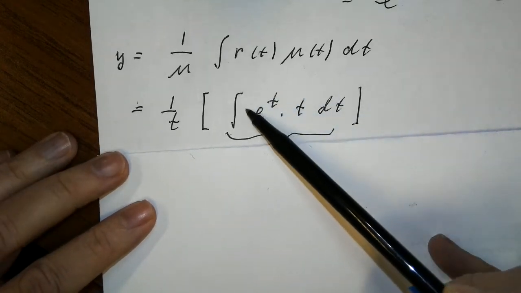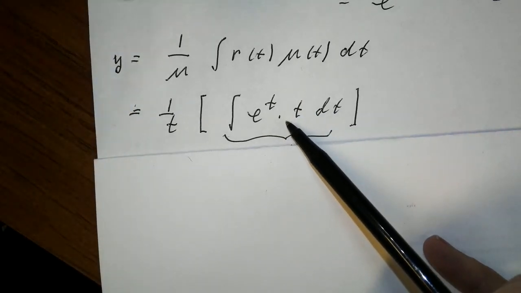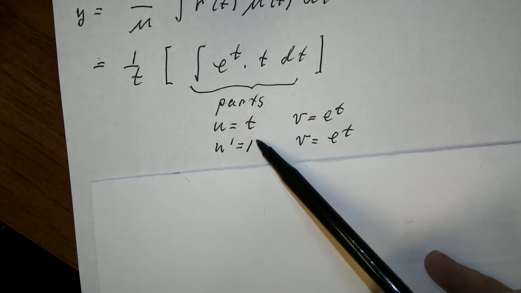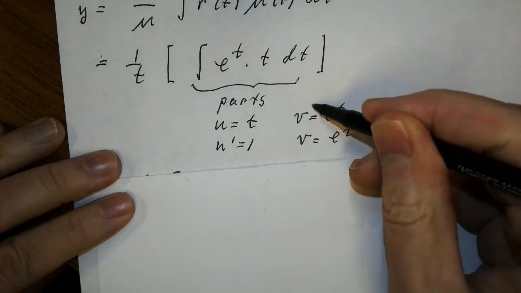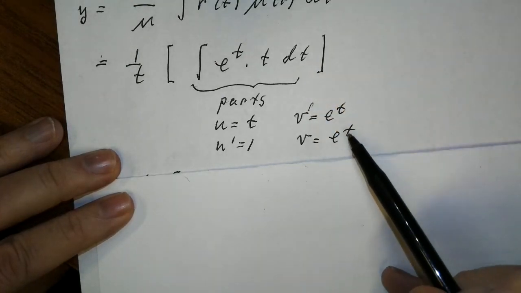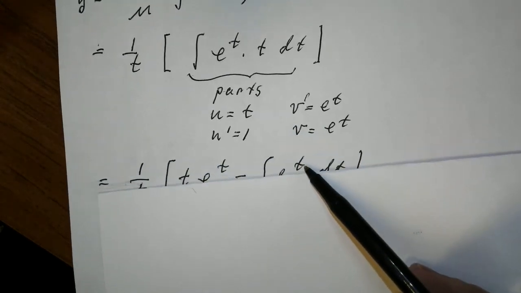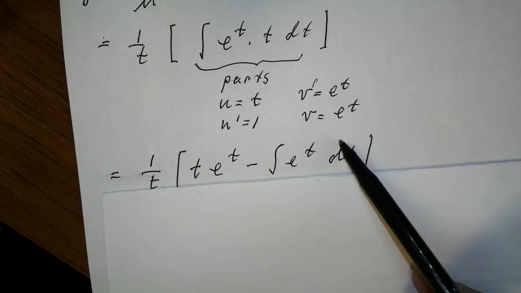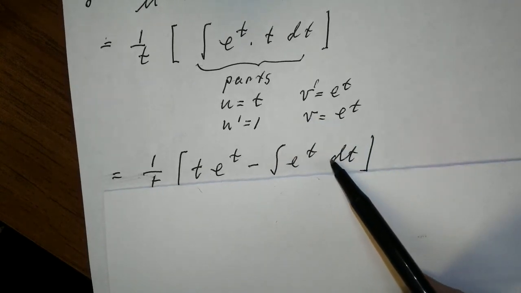Now this integral is tailor-made for integration by parts because it's of the form t times an exponential. So we're going to let u equal t, u prime is 1, v prime is e^t, so v is e^t. So this is an integration by parts problem. u times v is t e^t, and then we have to subtract the integral of v times u prime, which is minus the integral of e^t dt.